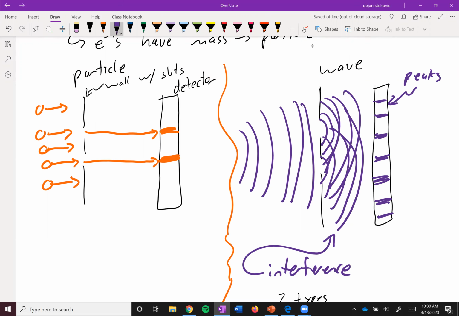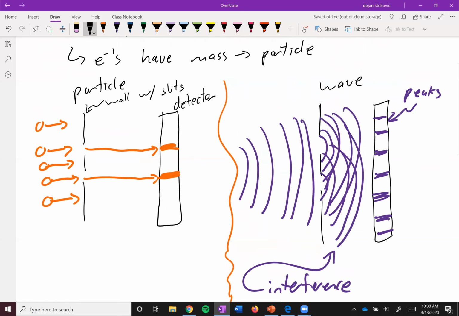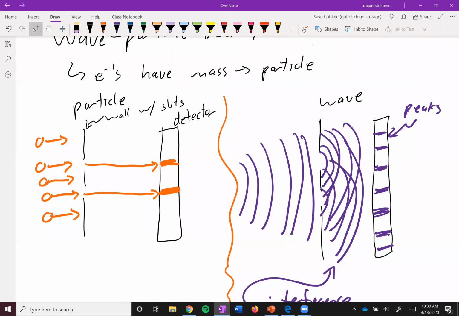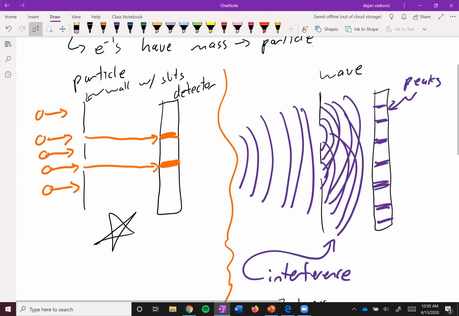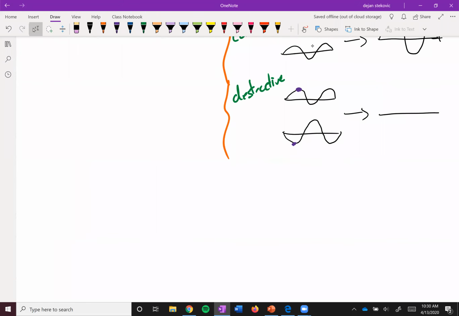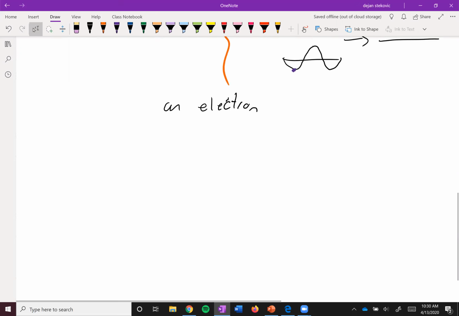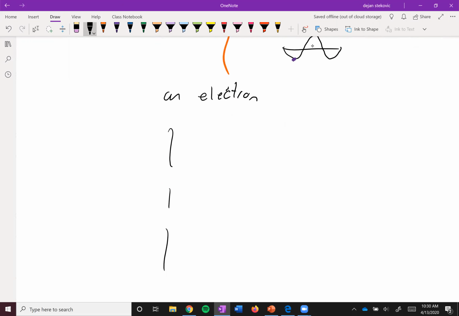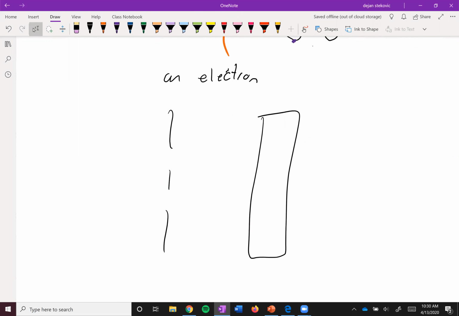Right. So we have a situation on the left where we have a particle, and the situation on the right, we have a wave. So let's take a look at what happens when we shoot electrons through this two-slit experiment. Remember, we think of electrons as having mass, and thus we think of them as a particle. So they should behave like a particle, like that on the left. So let's take a look at what happens, right?